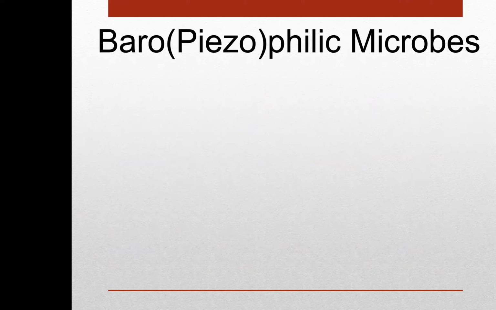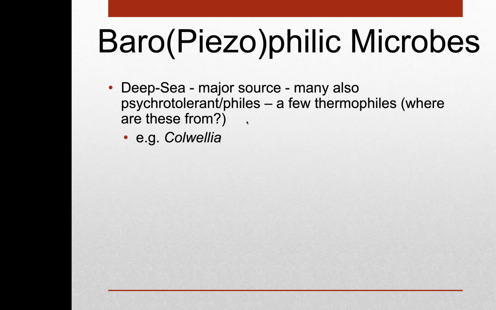So under high pressure, we said they were called barophiles, but there's also this term piezophile, which we use interchangeably in this class. And so I mentioned that in the deep sea, we often have psychrotolerant or psychrophilic organisms. And many of these are also going to be barophiles or piezophiles. We do have some thermophiles that live in the deep sea. And where would those be living?